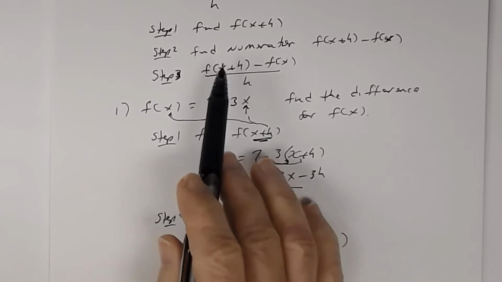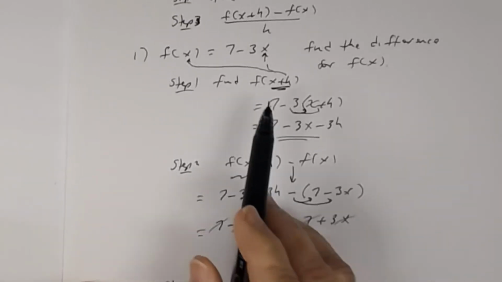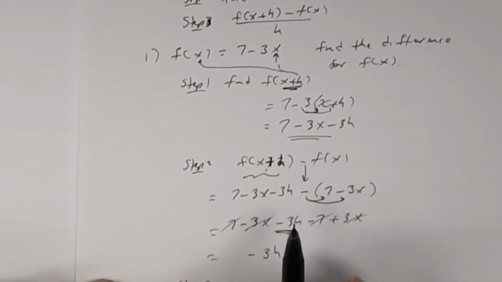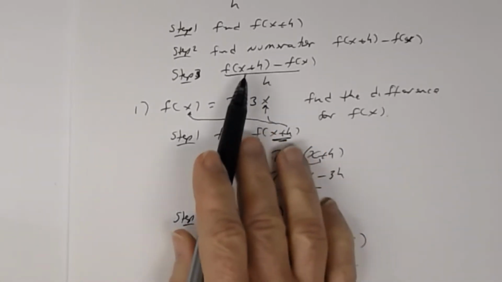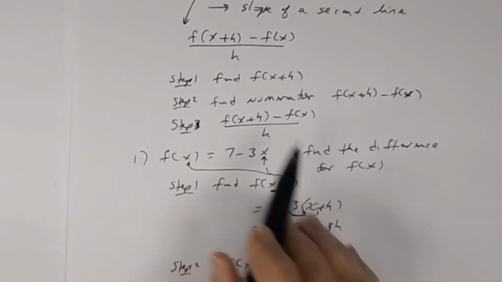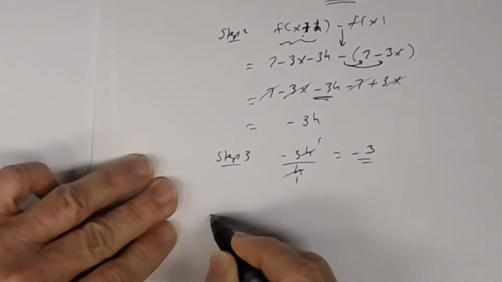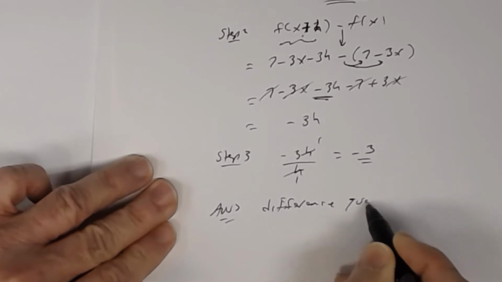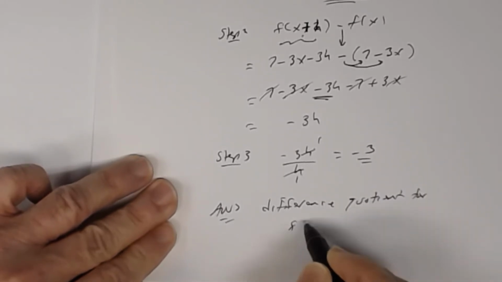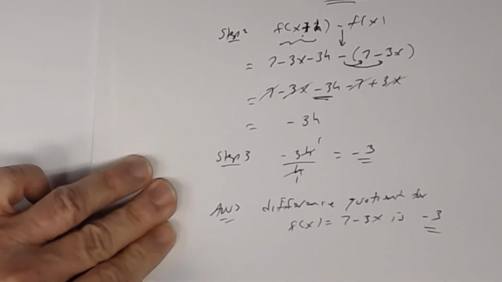So remember, step 2 is your numerator. So step 3 then is where you take f of x plus h minus f of x, which is what I just found, negative 3h, and divide by h. So remember, always divide by h. That's the formula. Divide by h. And then reduce if you can. And I can reduce here. The h's should divide out here. All right? And so you get negative 3. So the difference quotient for f of x, which equals 7 minus 3x, is negative 3. That's the answer. All right.